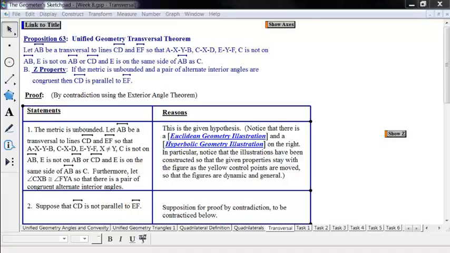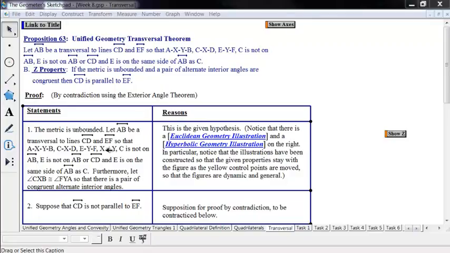Okay, so let AB be a transversal to lines CD and EF so that we have the order A, X, Y, B, so those points are in that order. X is between C and D, Y is between E and F, C is not on AB, E is not on AB or CD, E is on the same side of AB as CD, and this is going to assume that X and Y are distinct here.